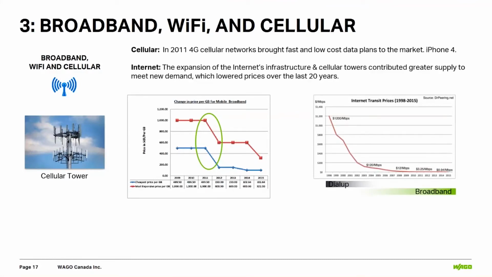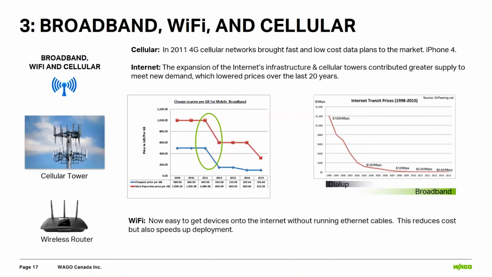The expansion of the internet's infrastructure contributed to greater supply to meet this new demand from all of these systems on the internet, including our phones and other devices. You can see from the graph on the right that back in the dial-up days, costs were pretty expensive and the bandwidth was quite low and slow. Today, obviously, we have high-speed internet and the cost is much lower. So it's enabling us to capture more data at a lower cost.